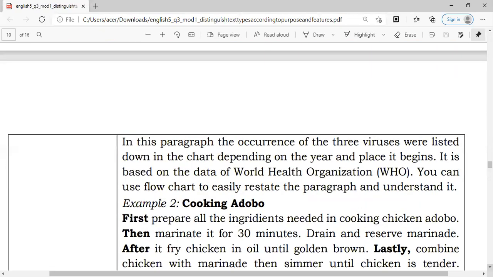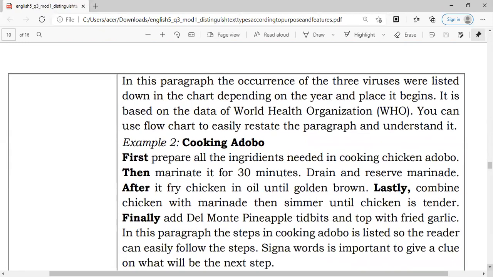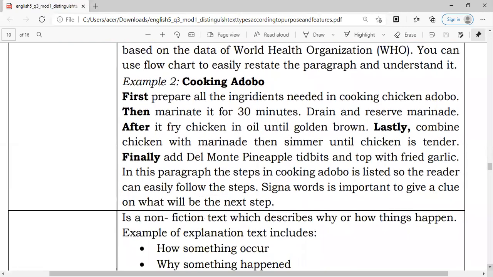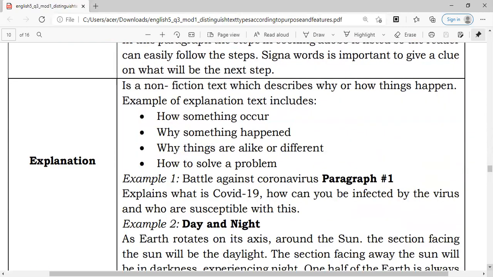Yan. So in this paragraph, the occurrence of the three viruses were listed down in the chart depending on the year and place it begins. It is based on the data of World Health Organization. You can use flowchart to easily restate the paragraph and understand it. So let's have number 4, the last one.